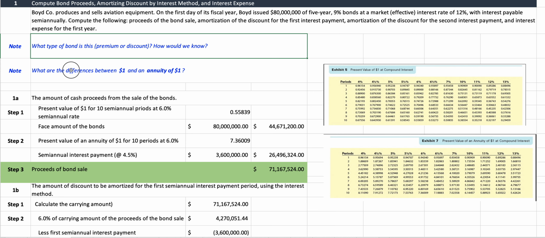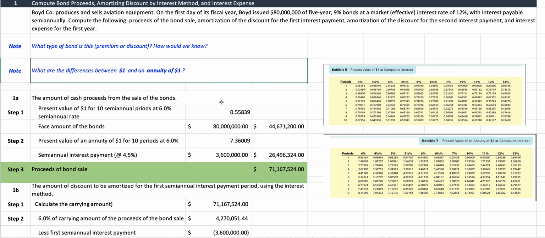The second thing I want to talk about is the difference between $1 and an annuity of $1. If I promise to pay you $1 in 5 years, that means you have to wait 5 years to get that $1. But if I gave you an annuity of $1 payable annually, then I'm going to give you $1 at the end of every year. So at the end of the 5th year, you will have $5.